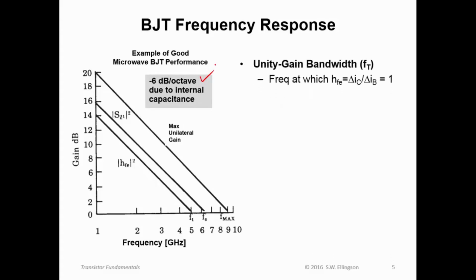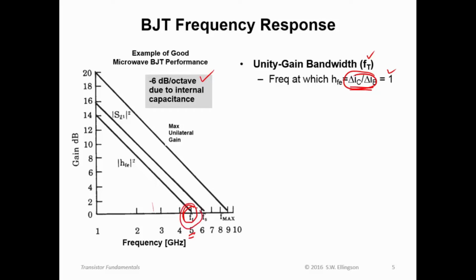It is common to define a unity gain bandwidth given by the symbol F sub t. This is the frequency at which the change in collector current relative to the change in base current, these are the relevant RF values, is equal to 1. In other words, has decreased until it's 1. So we can show that quantity here. It's indicated as gain, so it's taken as magnitude squared of this relationship. For this transistor, this condition occurs here at about 5 gigahertz. So we would say 5 gigahertz is the F sub t, or the unity gain bandwidth.